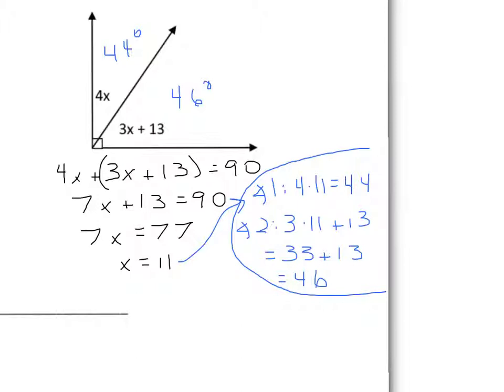In the last problem, you have 2 angles that form a right angle, and right angles are 90 degrees. So that's why you have the first angle plus the second angle equal 90 degrees. And when you solve for x, you get x equals 11, but that's not your answer. You have to plug that x back in for each angle. 4 times 11 equals 44, and when you plug 11 in here, you get 46.